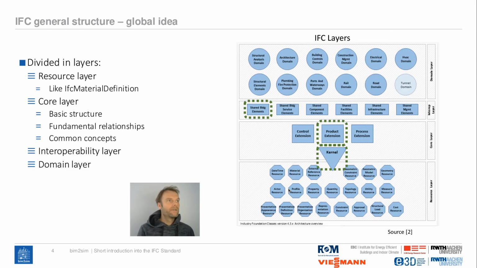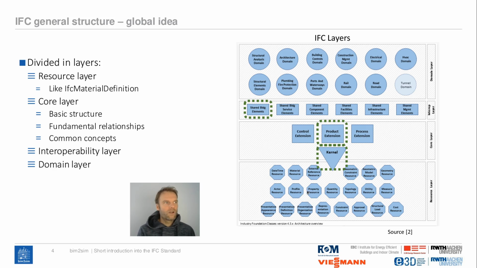Now we go more into the global structure of the IFC. There are different ways how you can think about the structure, but this is one layer view. We start on the bottom of the layers. You have the resource layer, you have the core layer, including the kernel, you have the interoperability layer, and you have the domain layer. In this resource layer, you find something like material definitions.